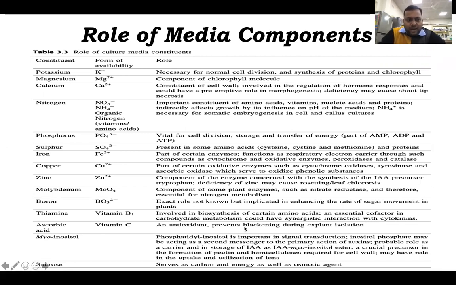Then you have the micronutrients, zinc and molybdenum. They act as cofactors for some of the enzymes. Then we have the vitamins, thiamine, ascorbic acid, and myoinositol. These are the three major ones that are used, not all the amino acids. So we generally make mix 3 or 4, the most commonly used ones. And then, of course, sucrose, as I mentioned earlier, serves as a carbon and energy source, as well as an osmotic agent. You can go through them in detail. Each one has a specific purpose.